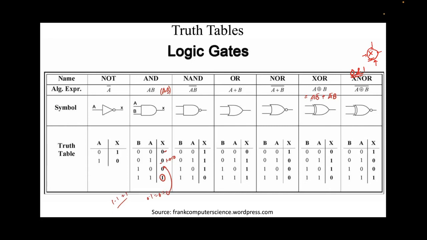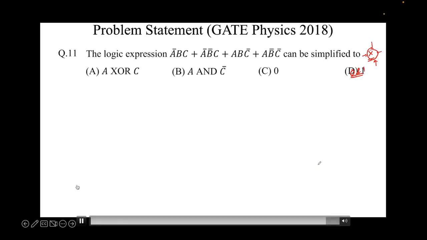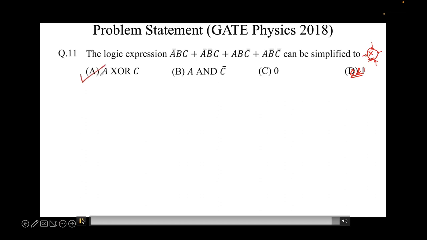I told you the XOR is nothing but A B bar plus A bar B. Here one of the inputs is C instead of B, so A bar C plus A C bar. So what we get is an XOR gate. So this was the question, and we simplified it and obtained that this logical expression can simply be written as A XOR C. Option A is the correct answer.